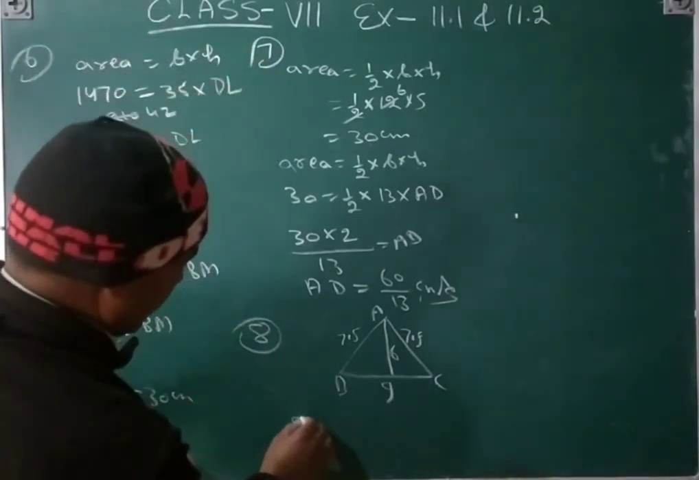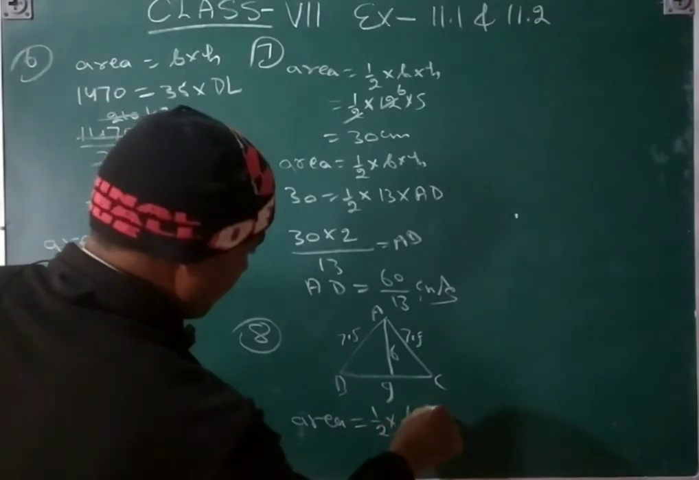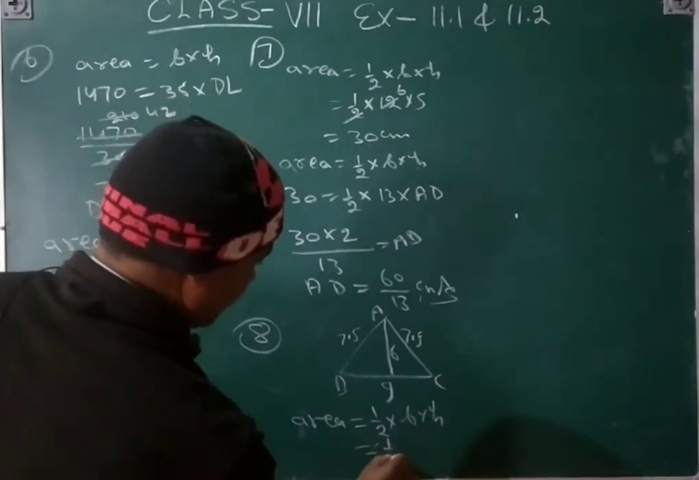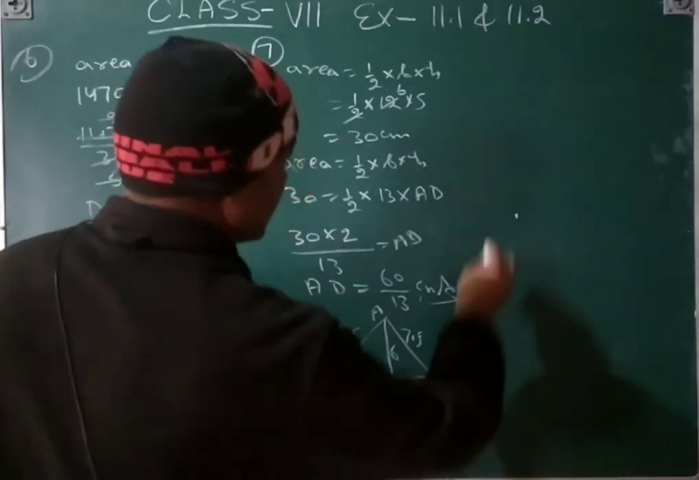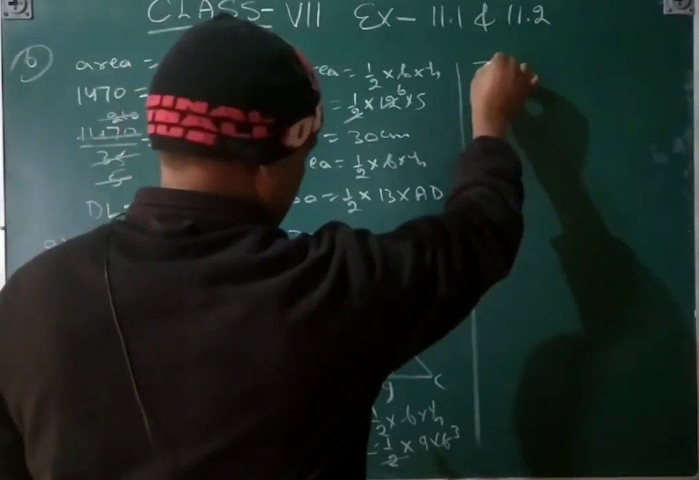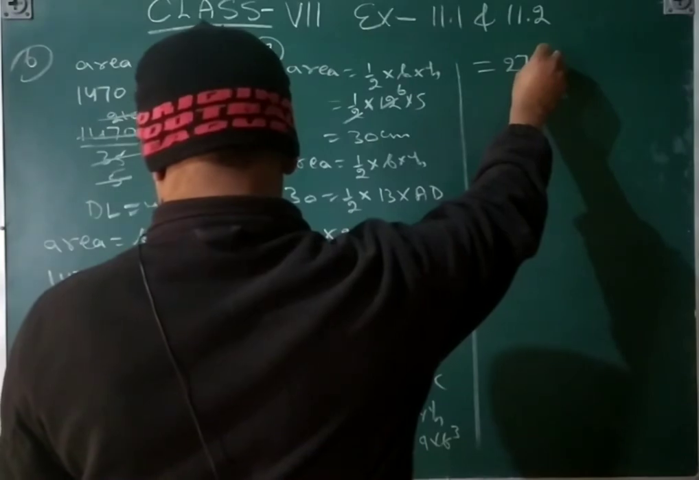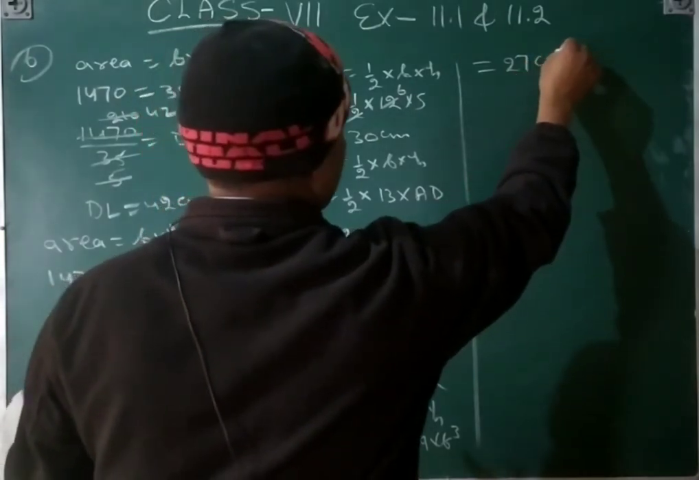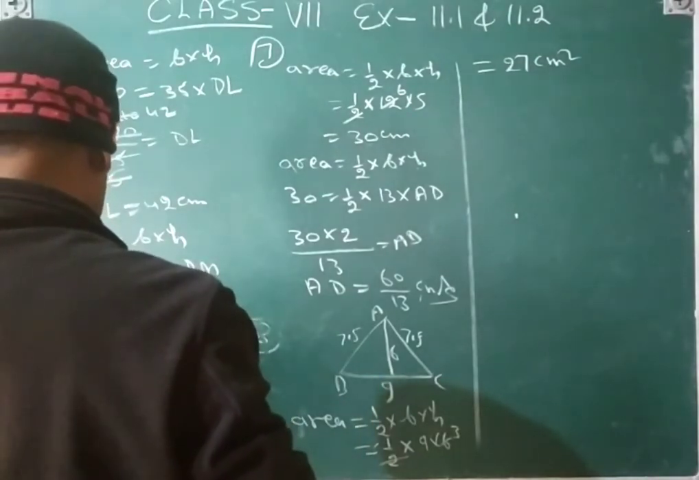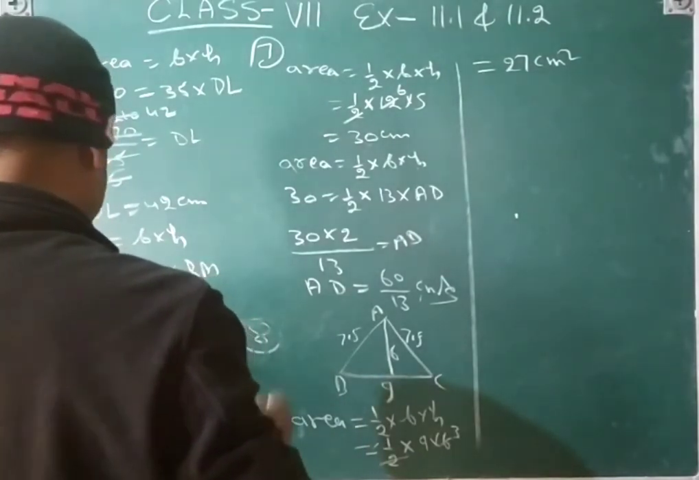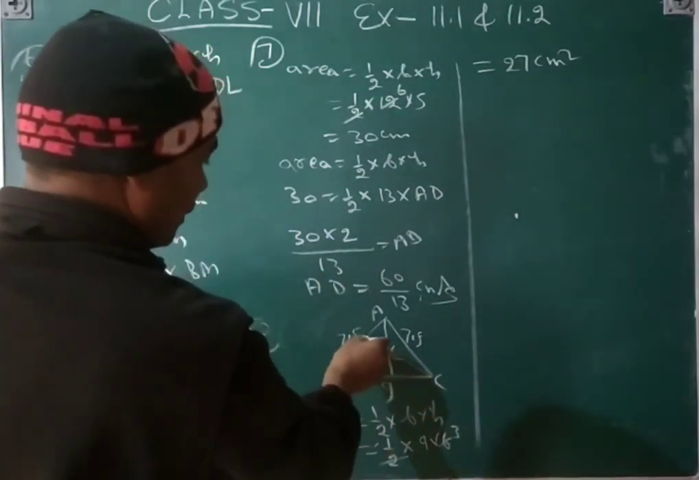So area of ABC is equal to 1 upon 2 into base into height. So 1 upon 2 into 9 into 6. So 2 3s are 6, 9 3s are 27, that is 27 centimeter square. We have found the area. Now we need to find the height from C to AB.